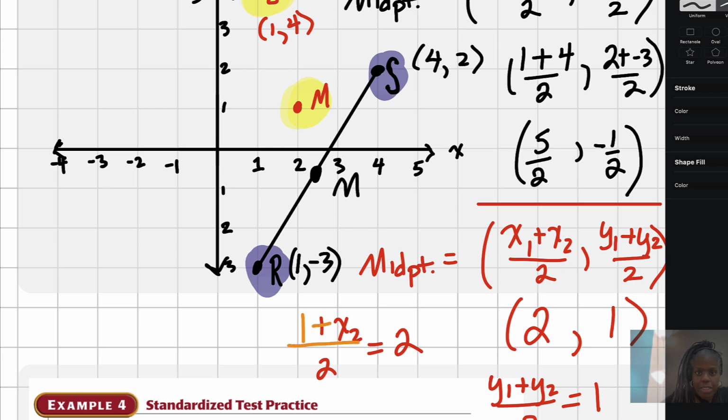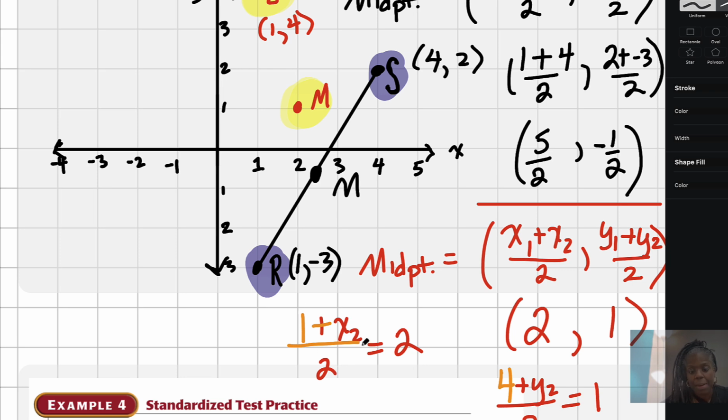And y sub 1 would have to be 4. So the question is, what's x sub 2 and y sub 2? That's going to give us the next point. Well, the question is how to solve this.